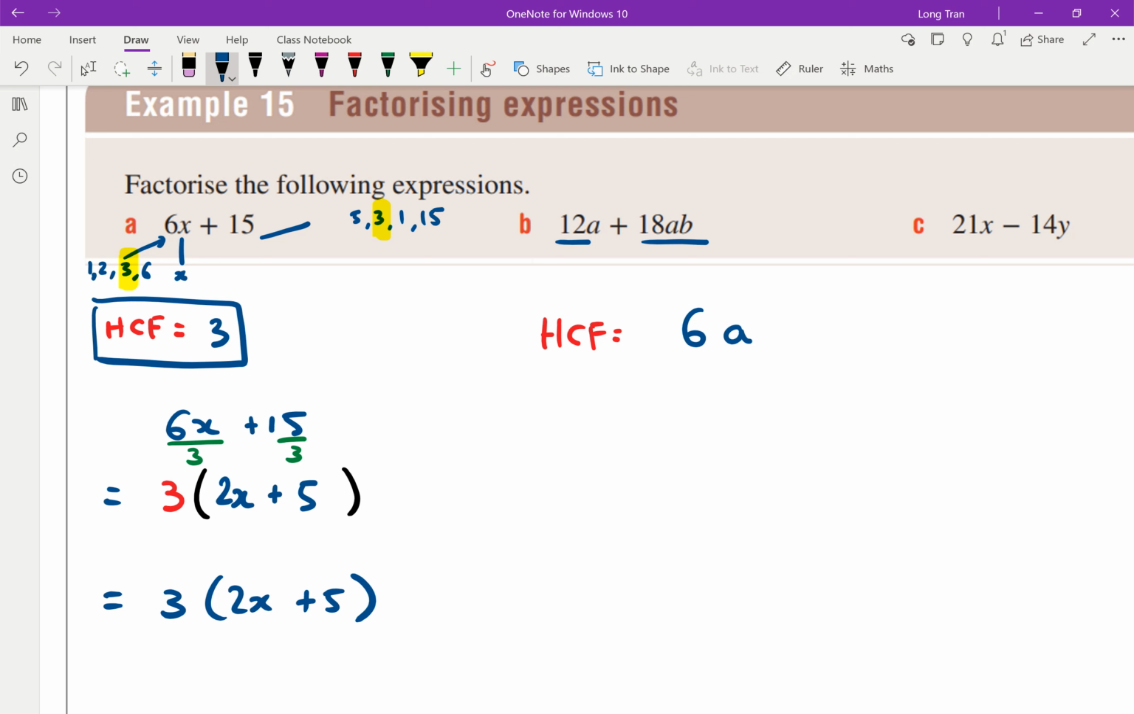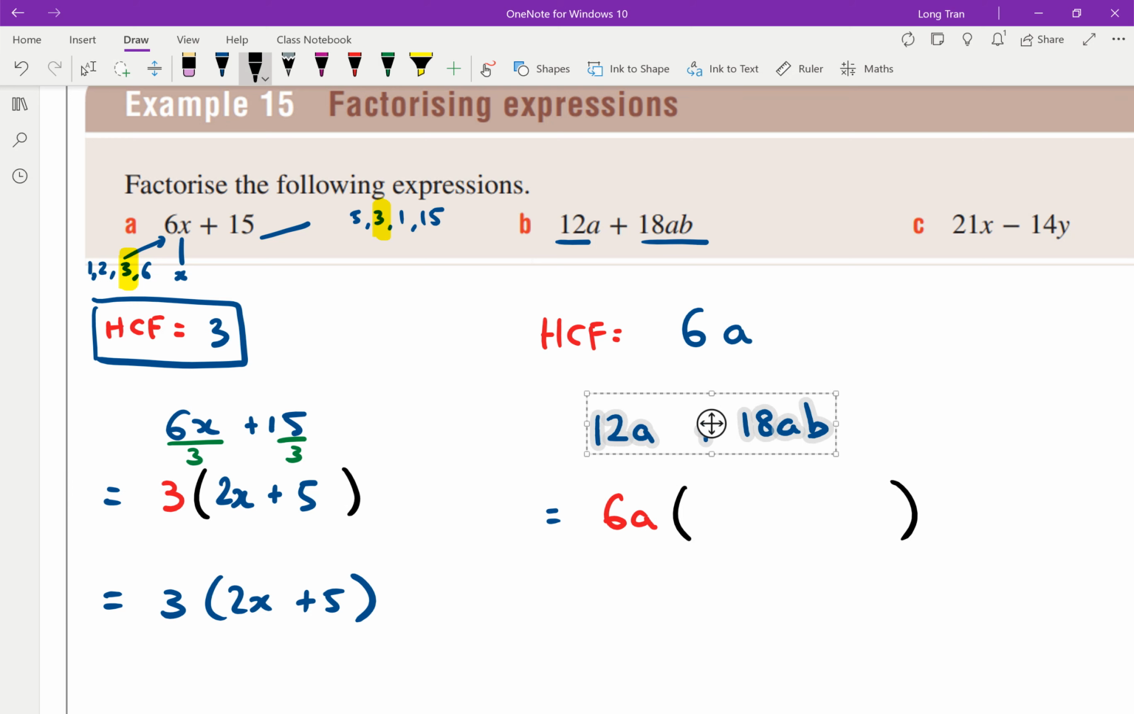All right, so that's how fast you should be working at. Then I want you to write the question again. So it's 12a plus 18ab. Underneath, I want you to write equals. Here we go. Highest common factor was 6a. Then write the brackets. So write out the brackets. What you're actually doing here is you're dividing. I'm going to make this a bit smaller so you can see.